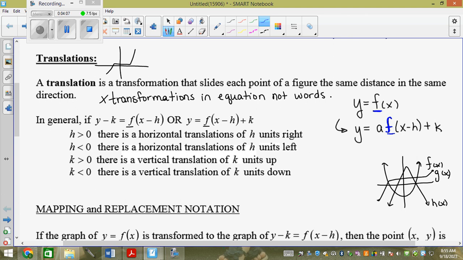That's all this little f does. It's just another way of saying the transformations. Instead of words, they give it to you as this little equation. So if the f is in there, it's literally just transformations straight up without writing them in words.